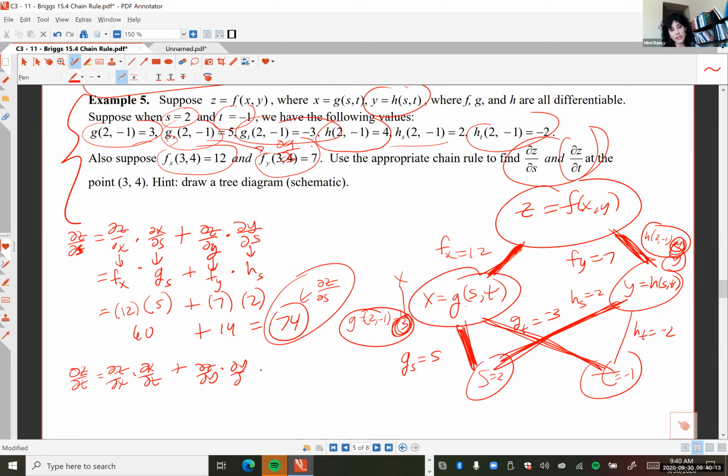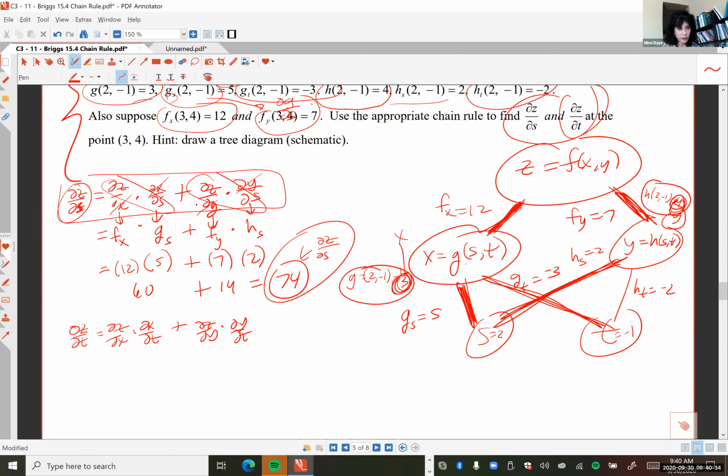Now I'm going to tell you a little secret, and I didn't want to tell you this right off the bat because I don't want people getting into this. But if you look at this notation here, and if you could cancel these things with each other, which you kind of don't want to do, you'll notice that dz ds is equal to dz dx dx ds plus dz dy dy ds, and that should work out okay if you're doing all the proper stuff.